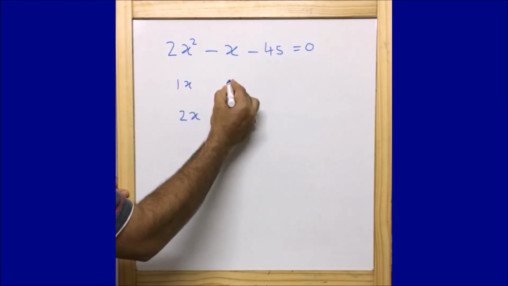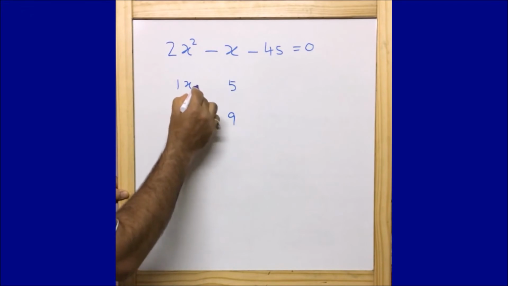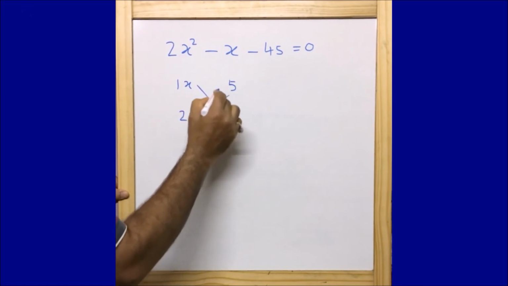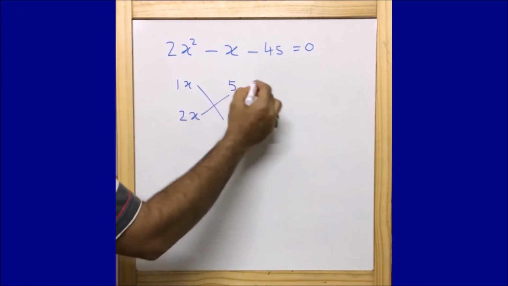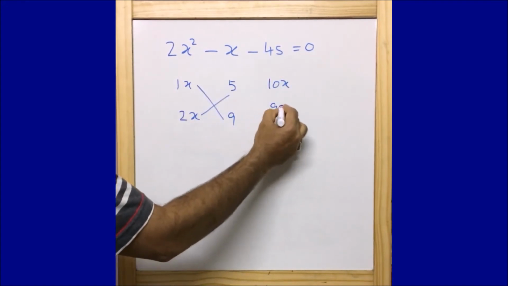So first of all I will keep the lower number on the top and the higher number on the bottom. Now I will just do a cross multiplication and see what I am getting. So 2x into 5 is 10x and 1x into 9 is 9x.